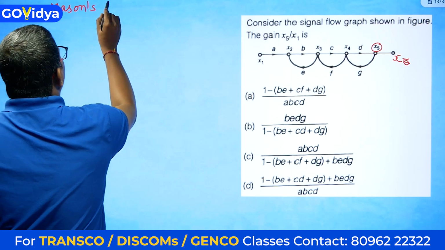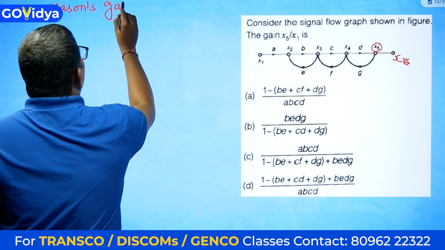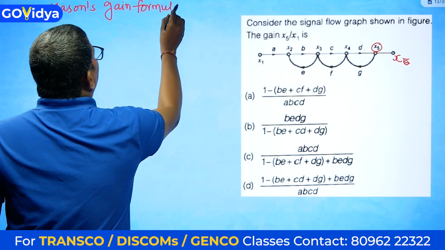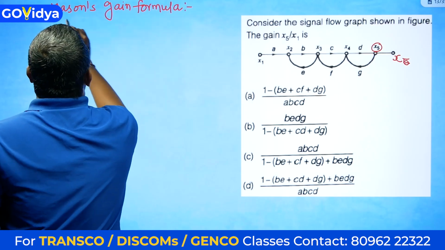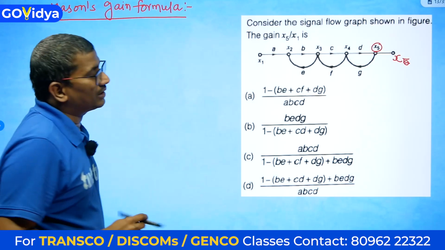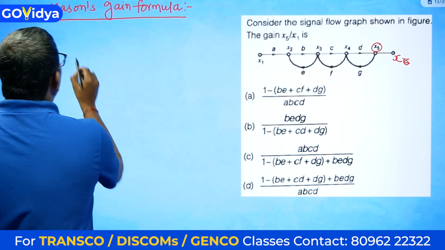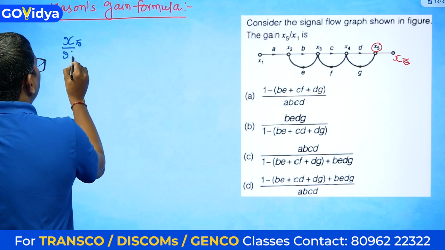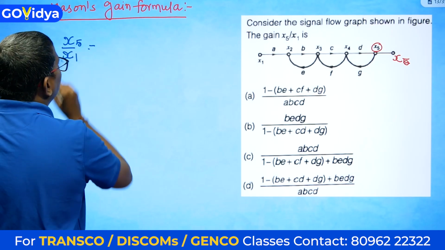From Mason's gain formula, yes. What is the transfer function definition here as per the question? X5 by X1, which is equal to what?